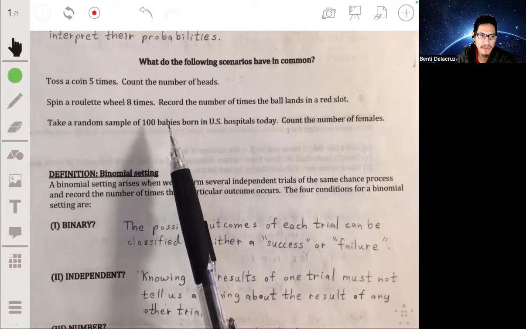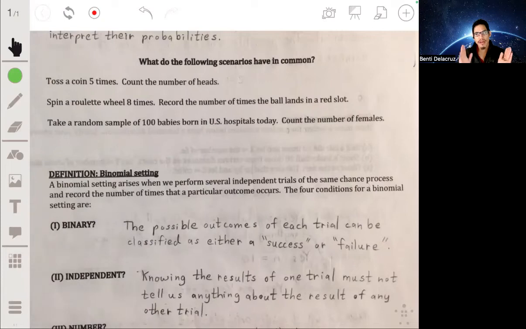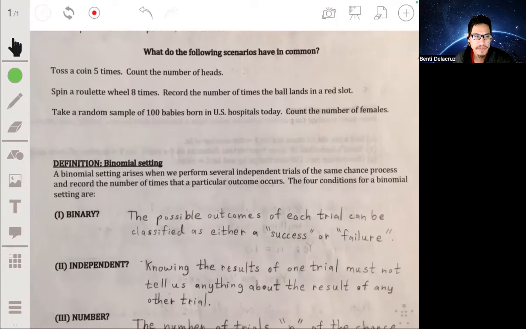And same thing with babies. If you check the first 10 babies and they're all females, even though in your head you may think, oh, the next one has to be a male, it's not going to change the chance that the next baby is going to be a female or male. The probabilities of each event are independent.